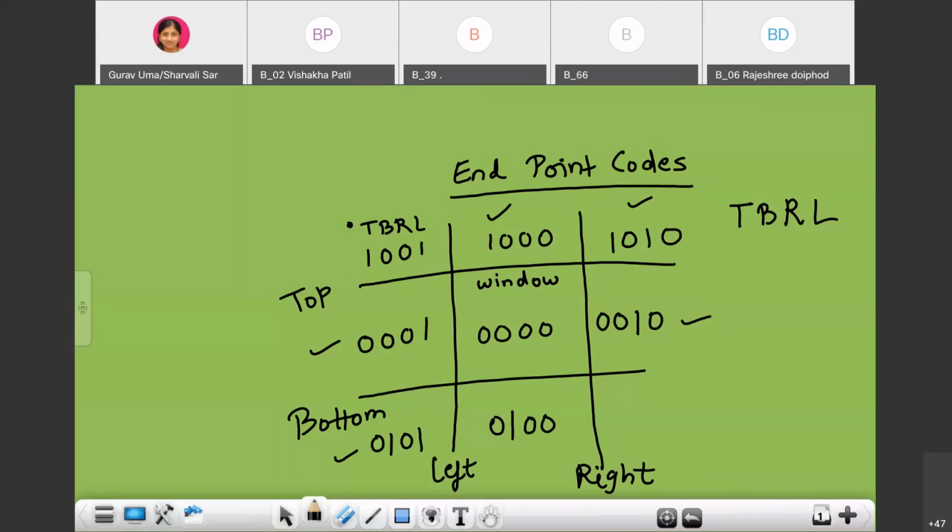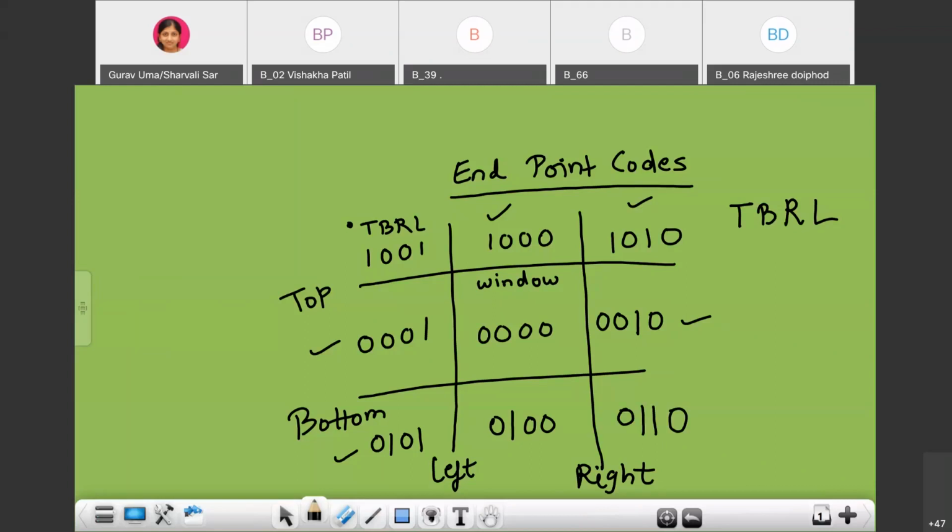Now the right side block remaining, the code for that will be: is it in the top side? No. Is it in the bottom side? Yes. Is it in the right side? Yes. Is it in the left side? No, so 0. So this is the code for every block.